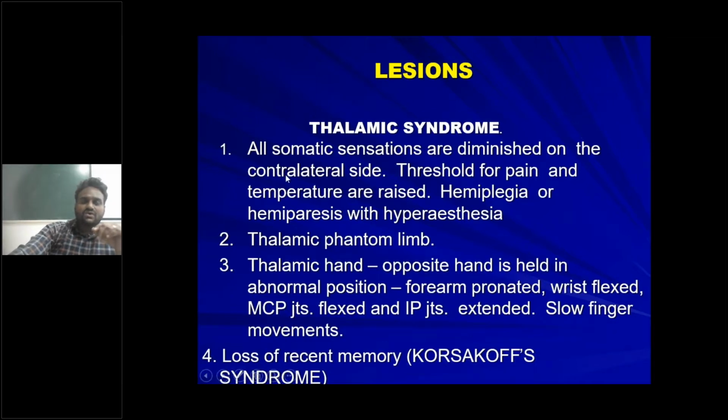So these are the 4 clinical manifestations of thalamic syndrome. In the first point, loss of somatic sensations with hemiplegia. Second, thalamic phantom limb. Third, thalamic hand. Fourth, loss of memory. In the next slides, we see some pictures of these clinical manifestations.